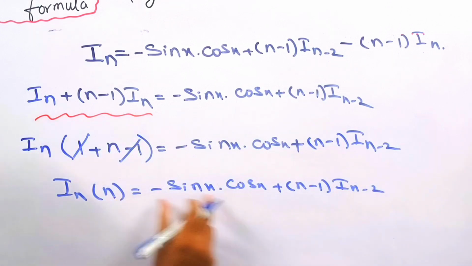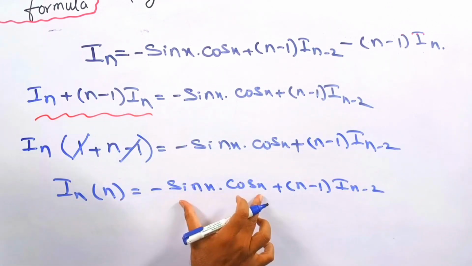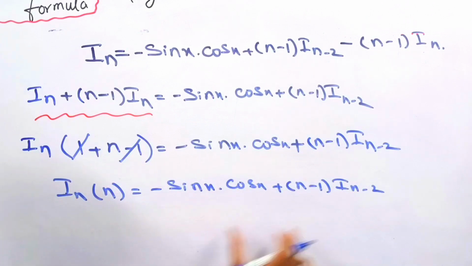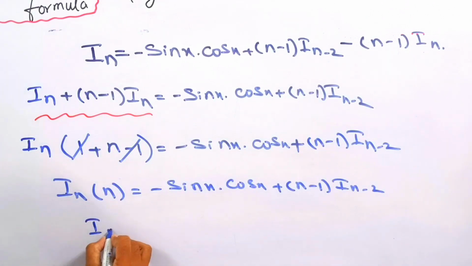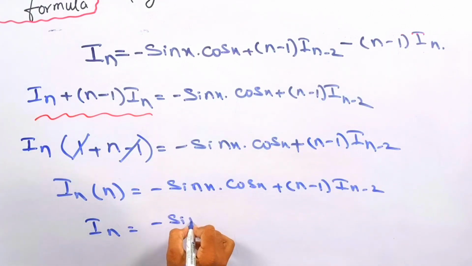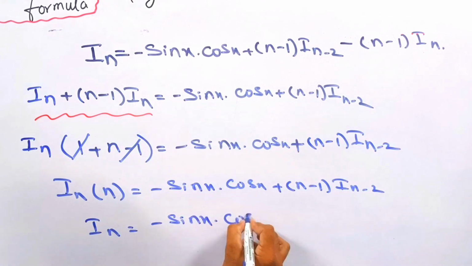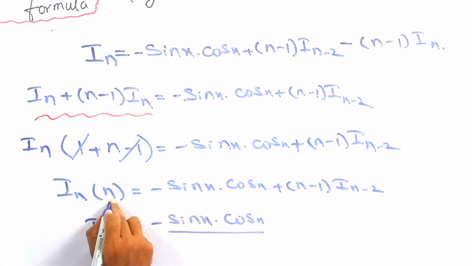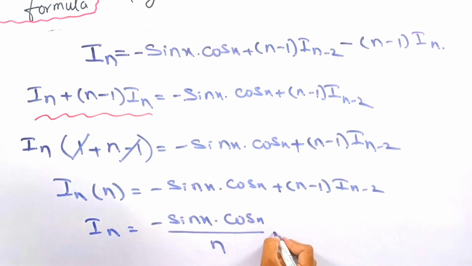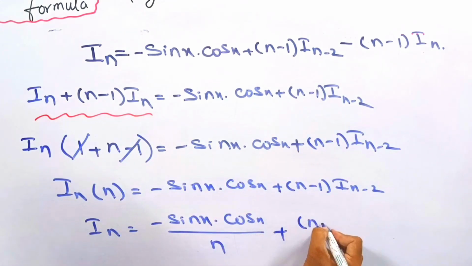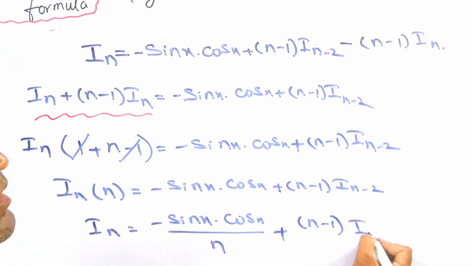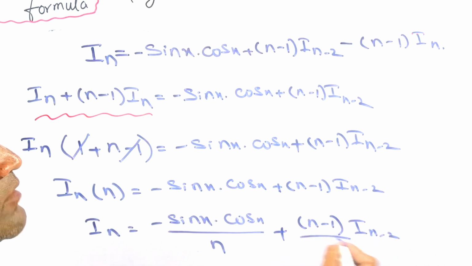This n, by cross multiplication, I will shift it to the denominator. So the final thing will be minus sin x into cos x divided by this n, plus, same thing I will write, (n minus 1) into I_(n-2) divided by again n.